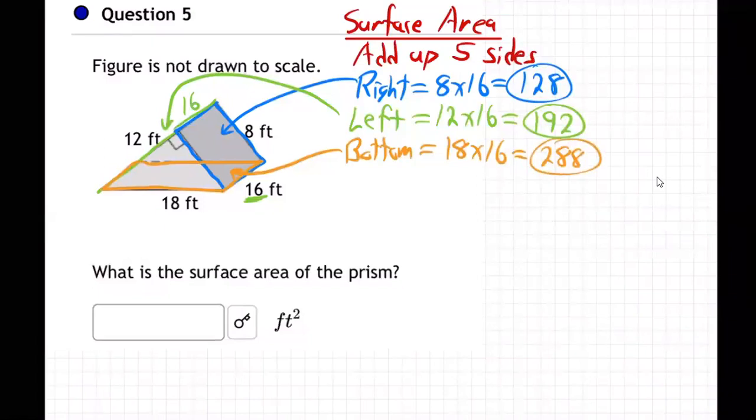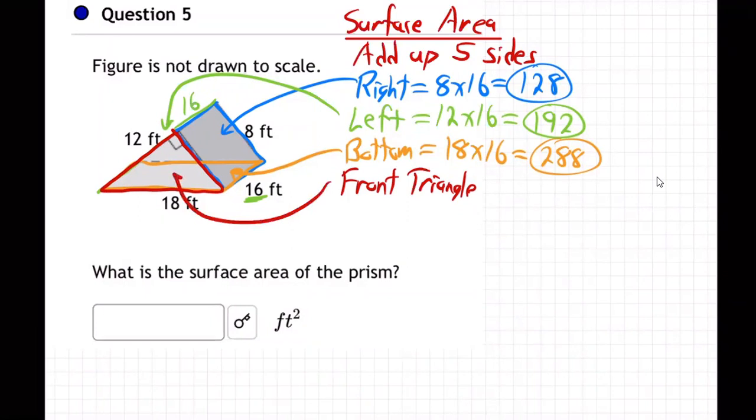Okay, now two more sides. That's 3 of the sides. What do we have now? We have the front and the back, those triangles in the front and the back. So they're going to be the same. So I'm going to just take the front triangle, which is right here. So that front triangle. Now, what's its area? Well, you know the area of a triangle formula is a half times base times height, right? So the area of a triangle is a half times base times height.